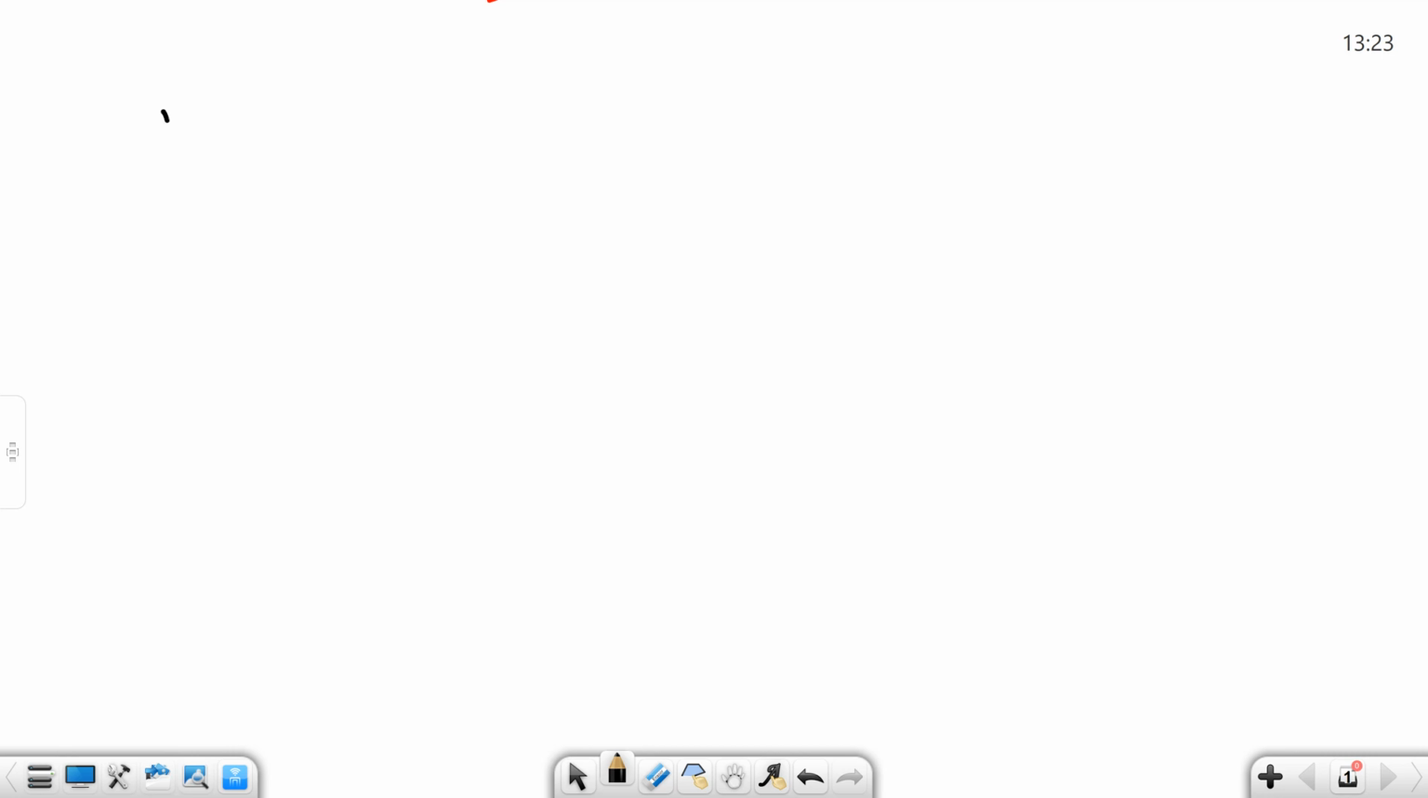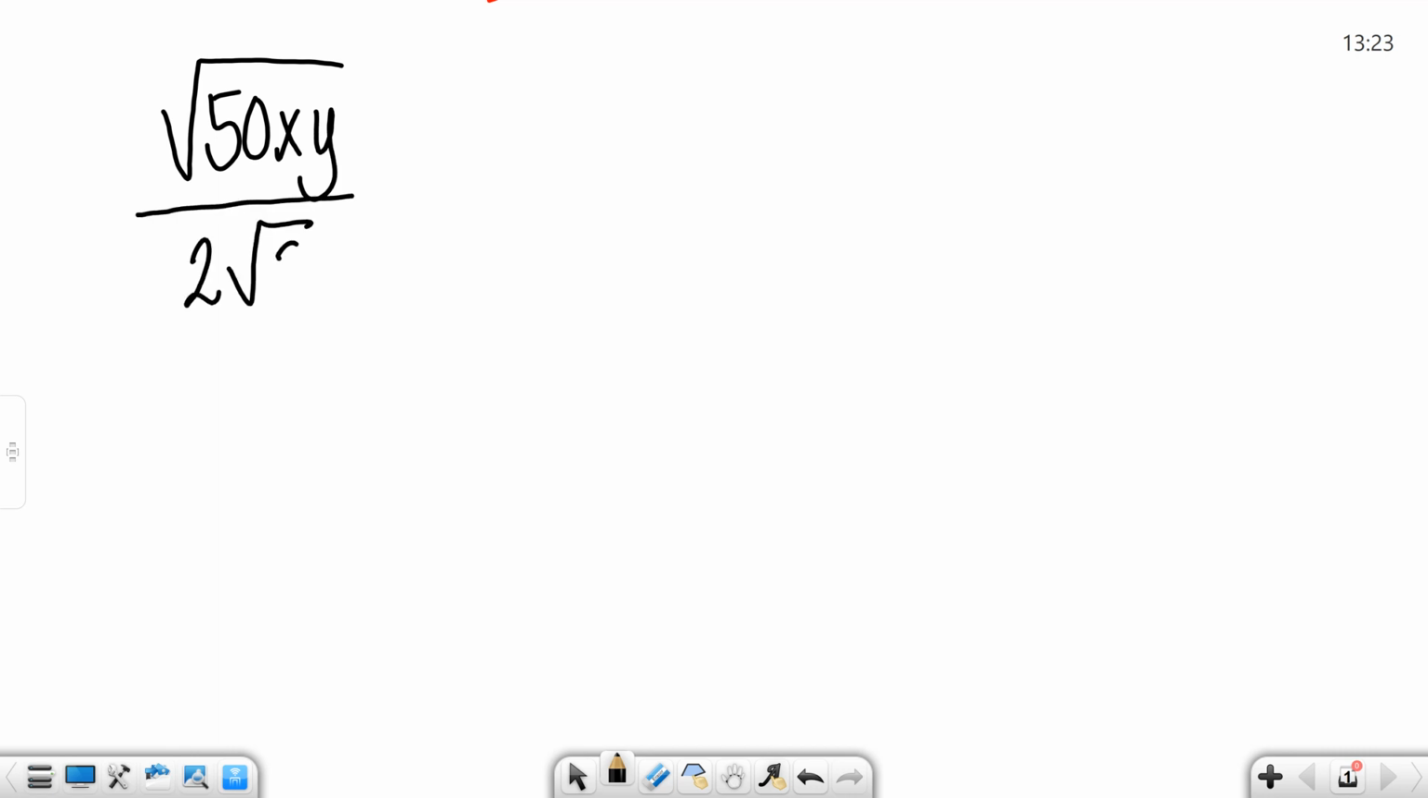All right, I've got 2 more that I want to show you. We'll be done with this. Okay, so my math lab is going to do this, and this is a little bit tricky because in the denominator that 2 is sitting on the outside.